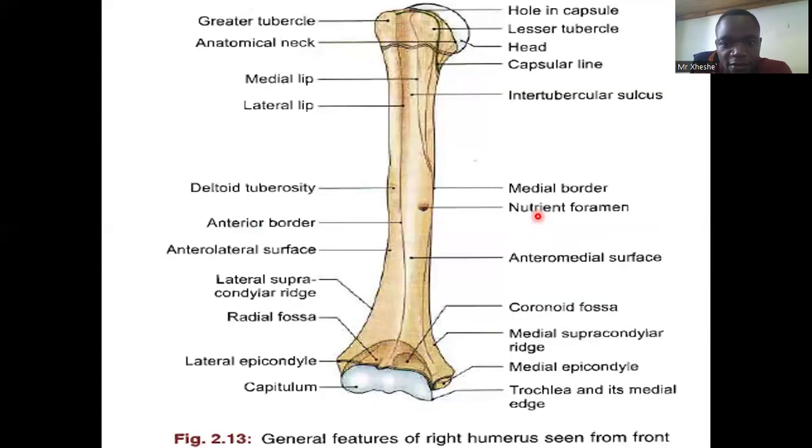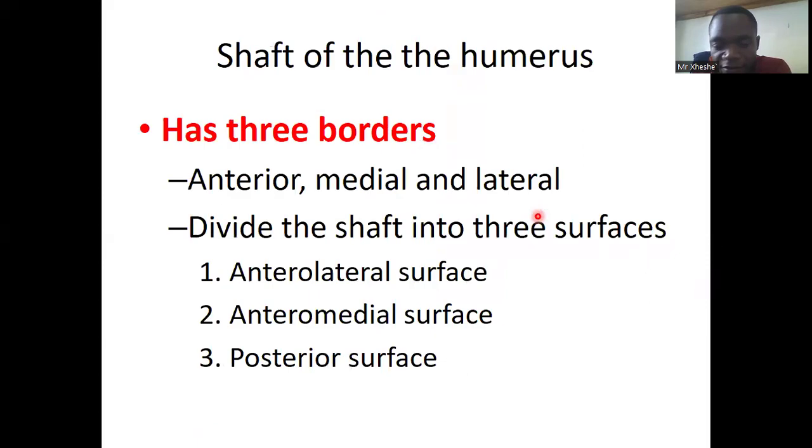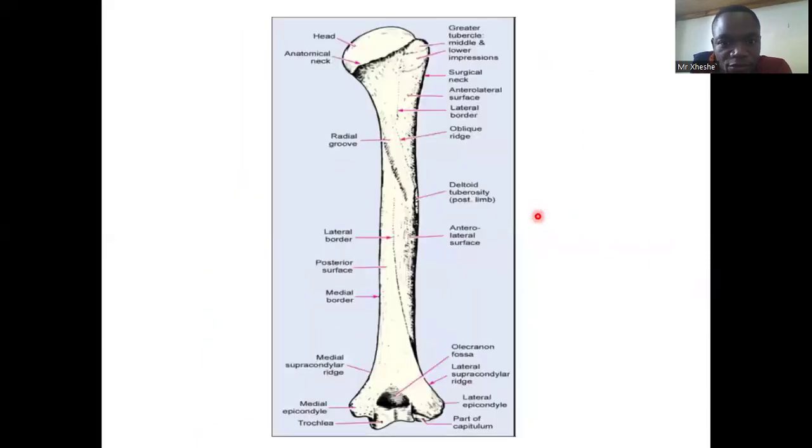Then here, we are still looking at the bone from the front. I want to have a posterior view. Now we're looking at the bone from the back. So this is the posterior view. You can see this is the distal part.